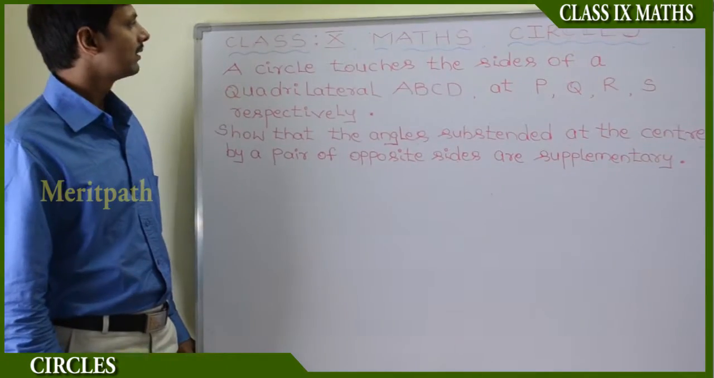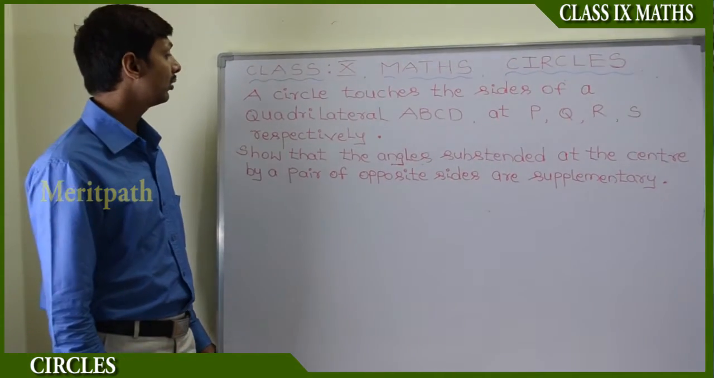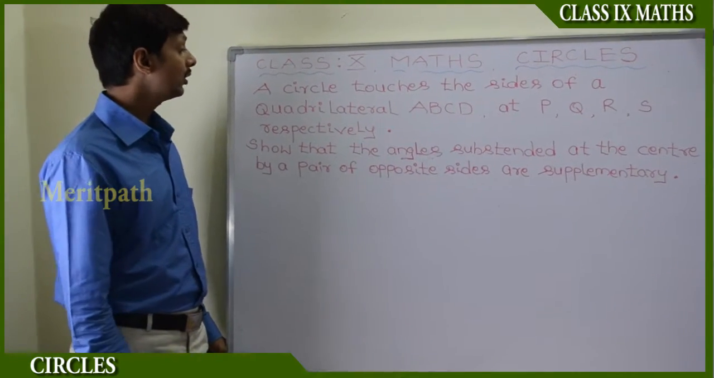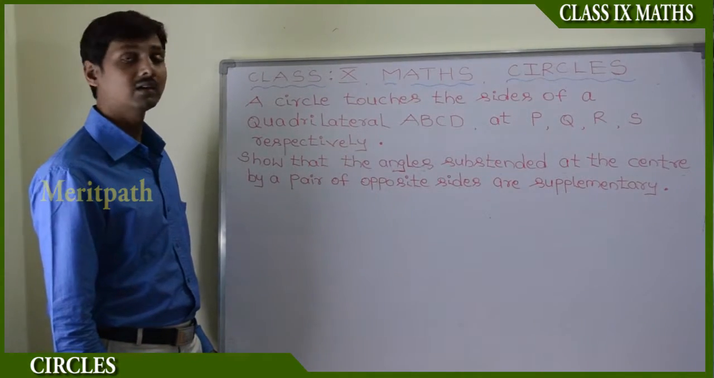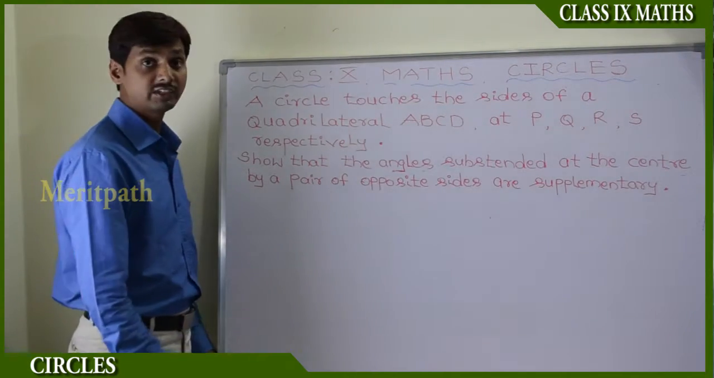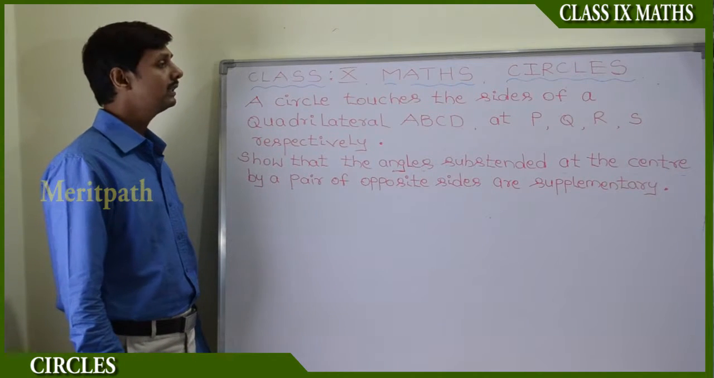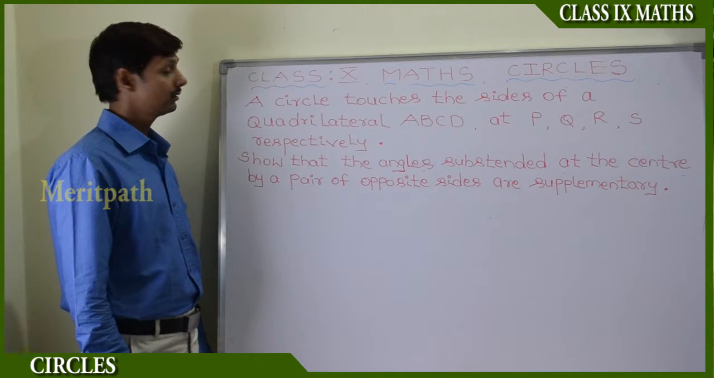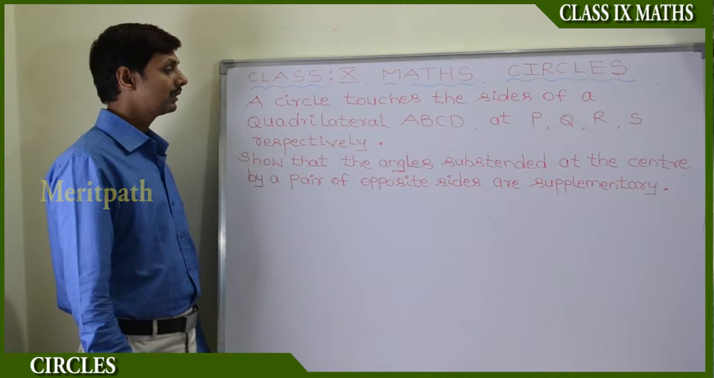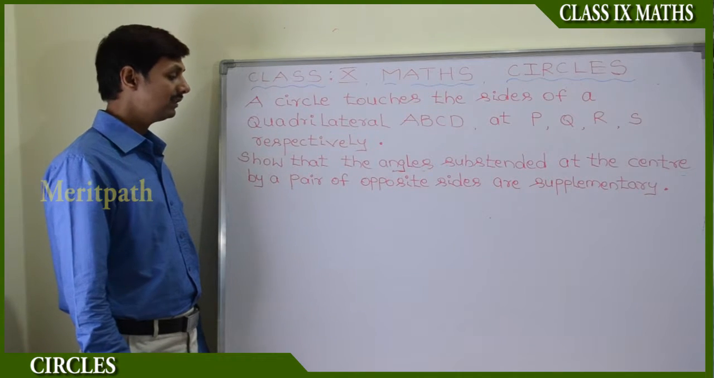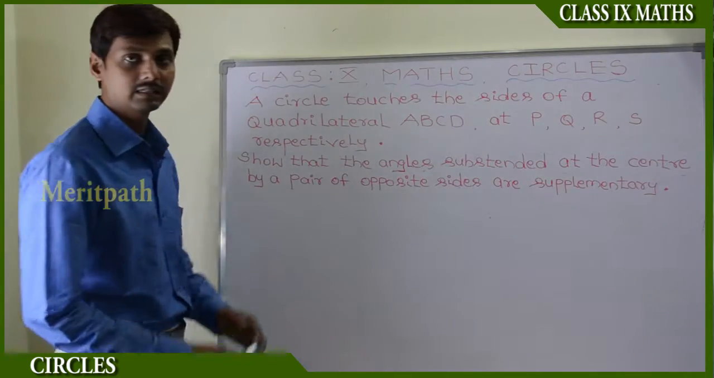That's the reason. Next problem: a circle touches the sides of quadrilateral ABCD at P, Q, R, S respectively. Show that the angles subtended at the center by opposite sides are supplementary. Let us recall: the circle touches the sides of quadrilateral ABCD at PQRS respectively, and we show that the angles subtended at the center by a pair of opposite sides are supplementary.